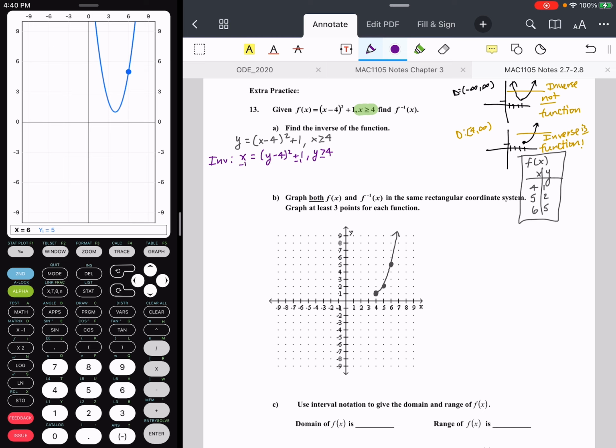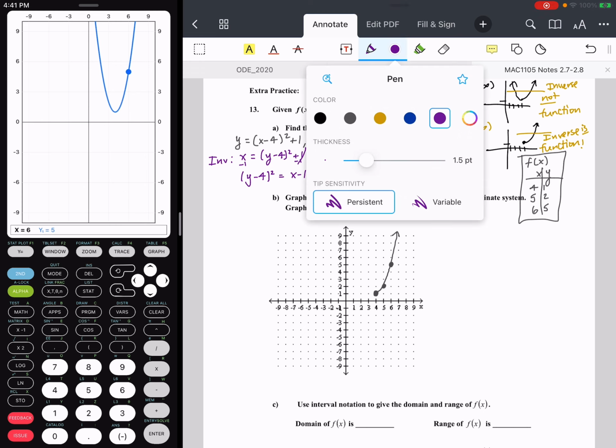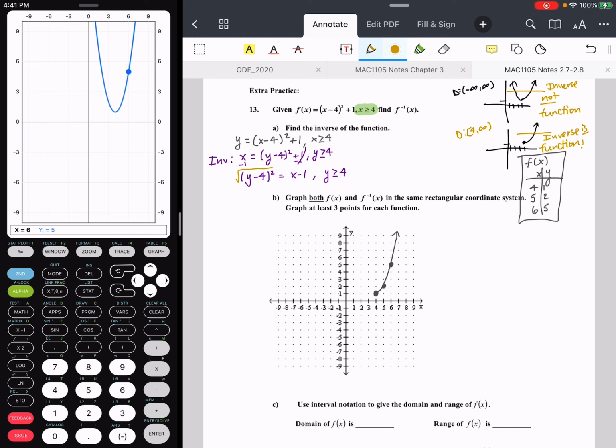And I'll subtract 1 because now my goal is to solve for y. So now at this point, I have x minus 1 equals (y minus 4) squared, or if I just switch those, I'm going to put my y on the left. So (y minus 4) squared equals x minus 1, as long as y is greater than or equal to 4. And then to get closer to solving for y, I now want to take the square root of both sides, but remember that I've got my plus or minus. So this gives me y minus 4 equals plus or minus the square root of x minus 1, as long as y is greater than or equal to 4.